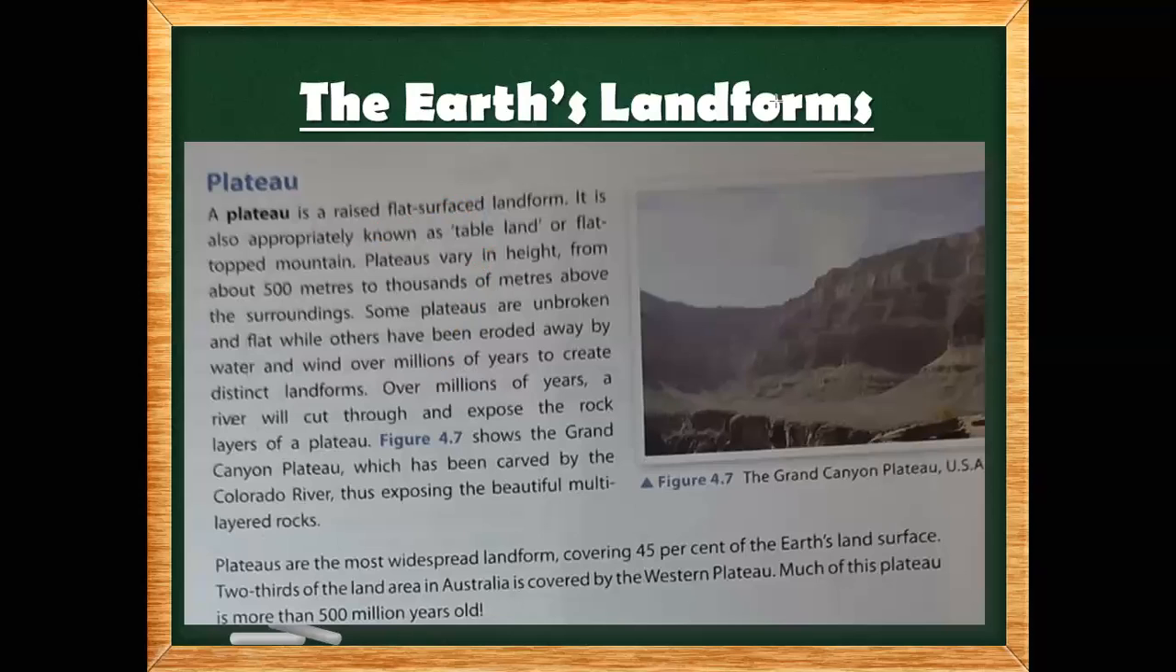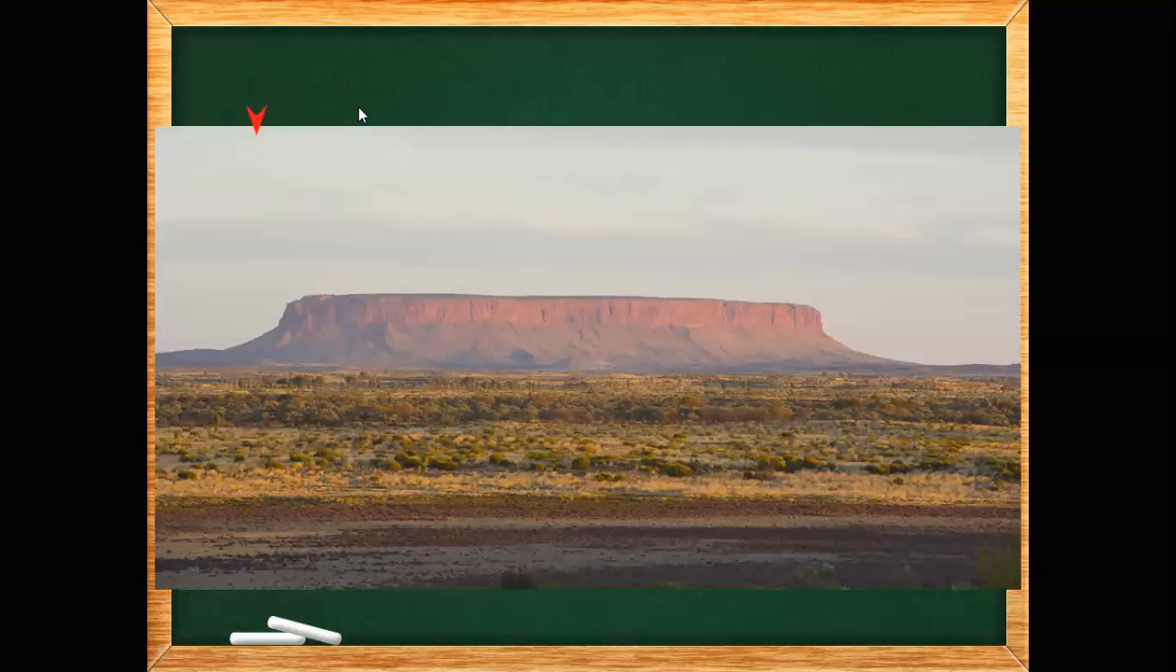How they look, I have a picture for you so that everyone can see it. See, this is a picture of a plateau. This is a mountain, but it is flat at the top. It's a flat-topped mountain. So these are plateaus. These are mountains, but technically their name is plateau. Plateau means a mountain which is flat at the top.